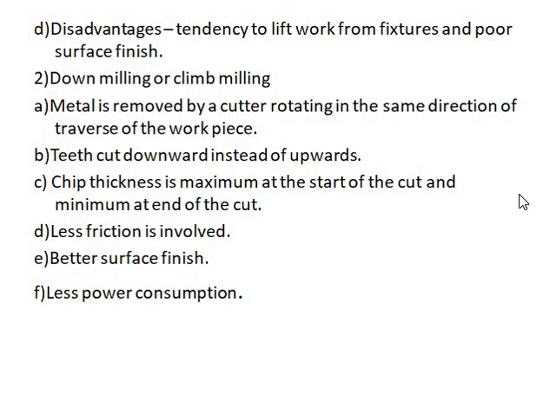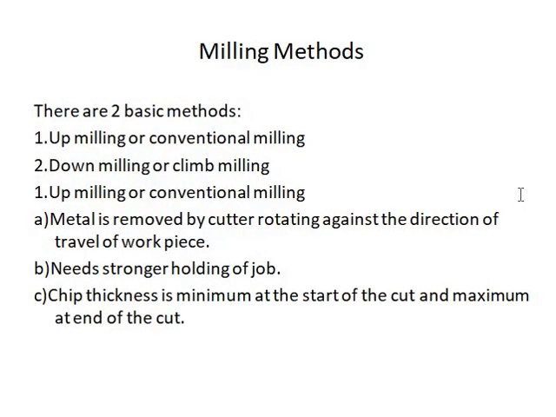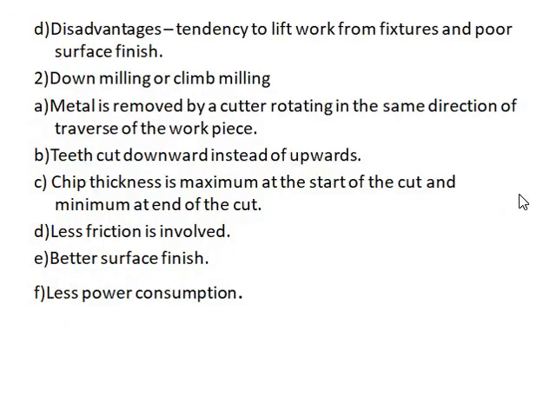Next we'll be dealing with down milling or climb milling. You can compare the difference and differentiate up milling and down milling by this. Metal is removed by a cutter rotating in the same direction as the traverse of the workpiece. In up milling, metal is removed by a cutter rotating against the direction of travel of the workpiece, and here metal is removed by a cutter rotating in the same direction of the traverse of the workpiece. You can see the second point, point B: teeth cut downward instead of upward.